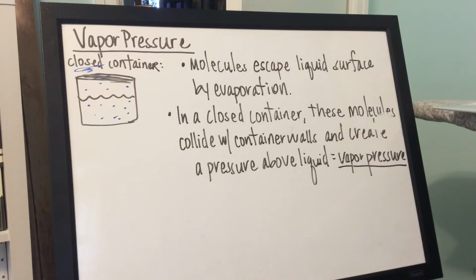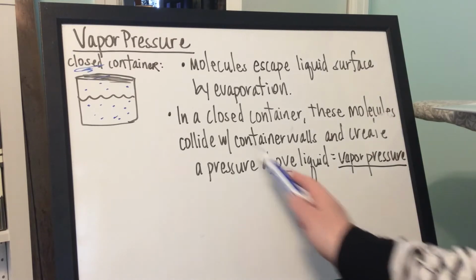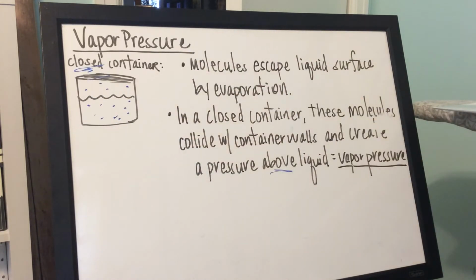Okay, so if it's in a closed container, these molecules then start colliding either with each other or the walls of that container. And we know from our discussion in gases, anytime you have a collision, you create a pressure. And so those collisions create a pressure above the liquid. Obviously it's a pressure up here, and that pressure is referred to as a vapor pressure. Pretty simple idea. The more molecules that have evaporated, the higher the vapor pressure, right? So the more collisions, the higher the vapor pressure.